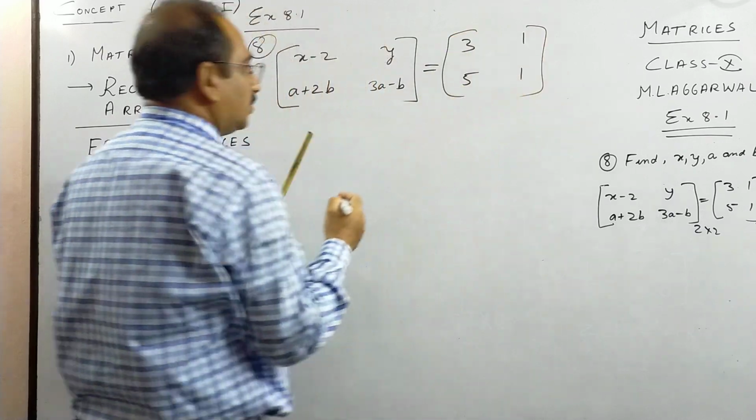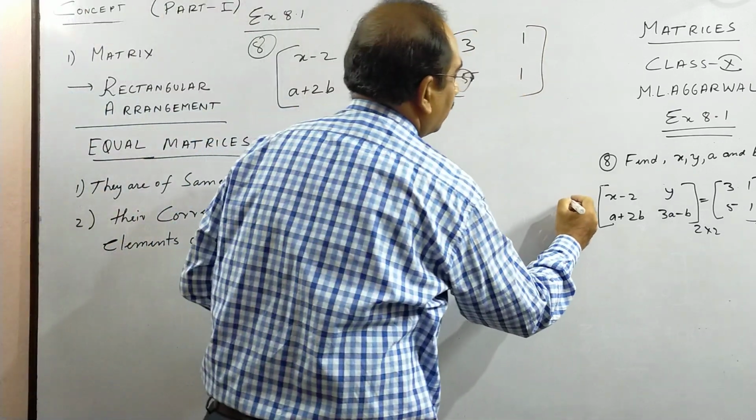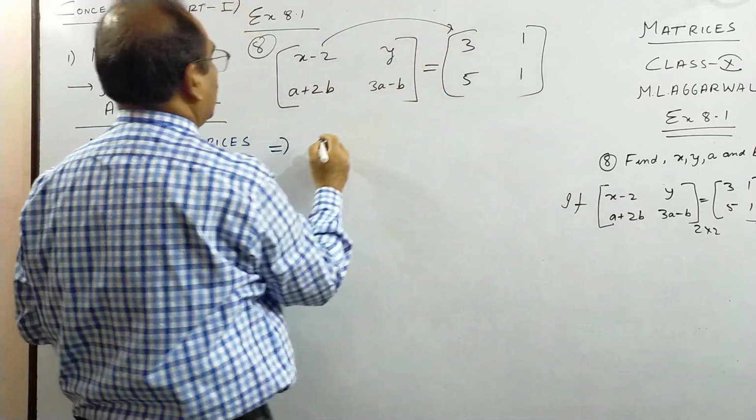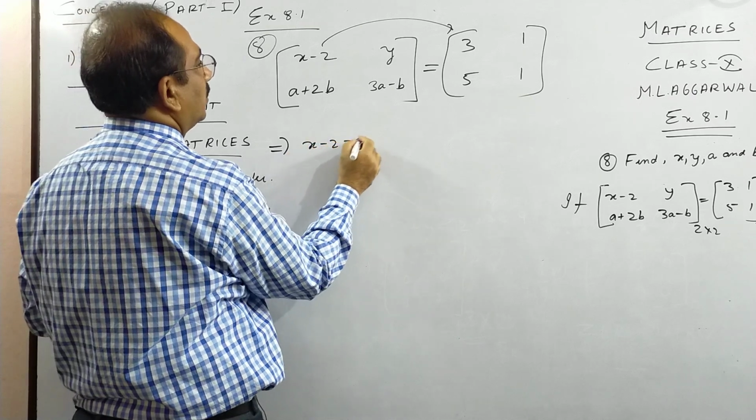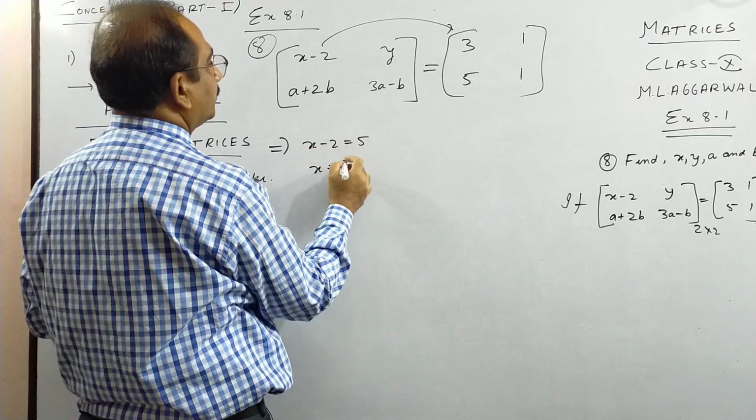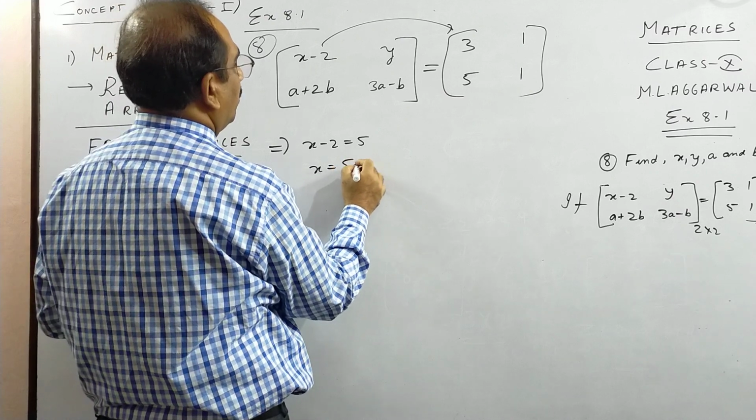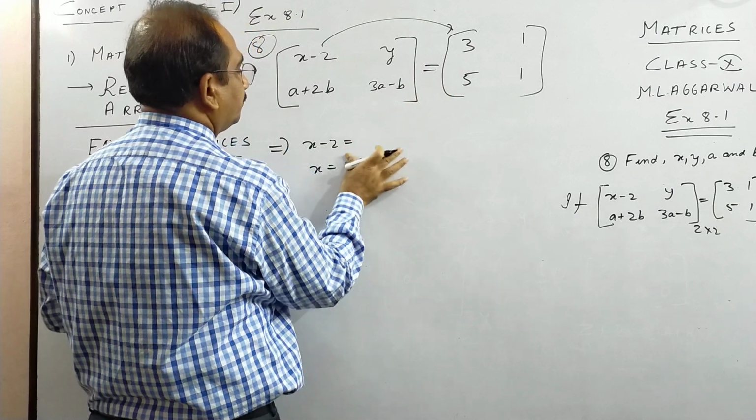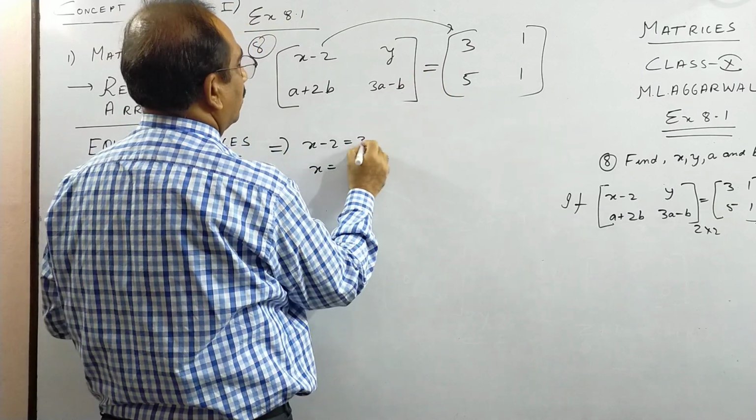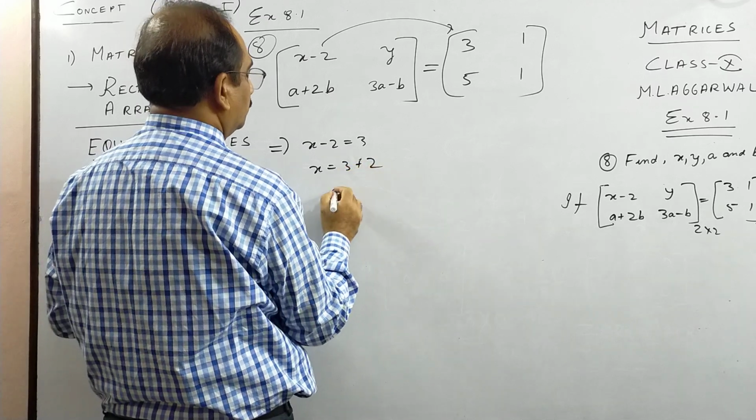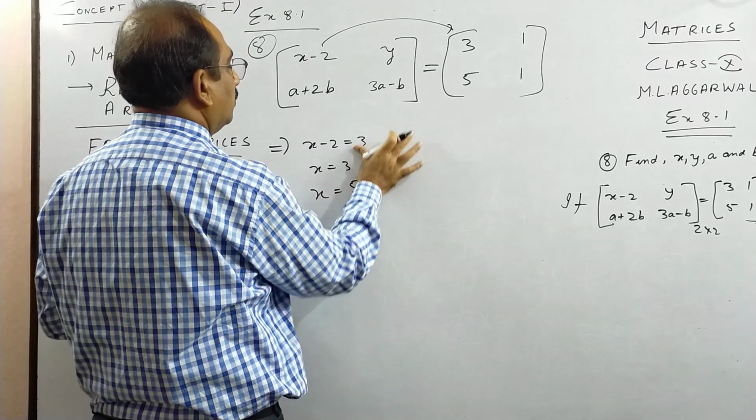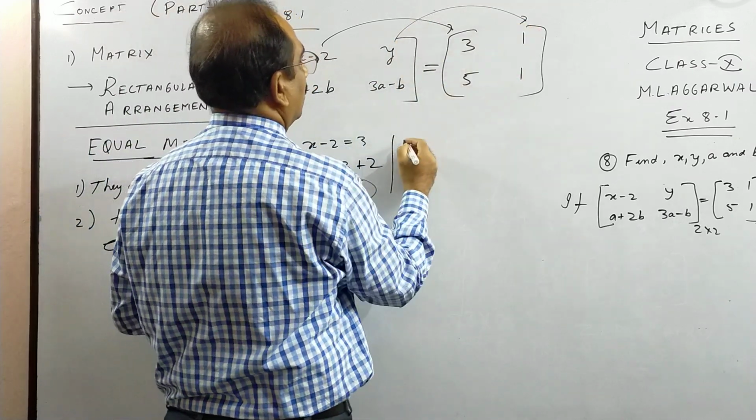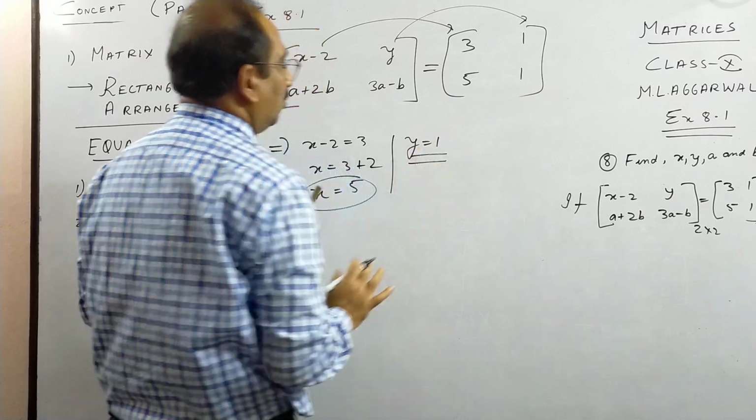So let us see, these two are equal matrices. So if they are equal, what happens? I told you corresponding elements are equal. So x minus 2 is 3, so x is 3 plus 2. So we get x is equal to 5. First thing. See, y is 1, corresponding element. y is 1. Now, both I got.